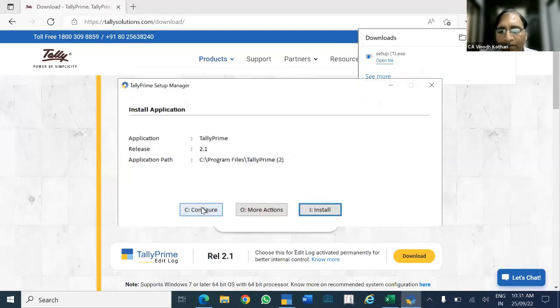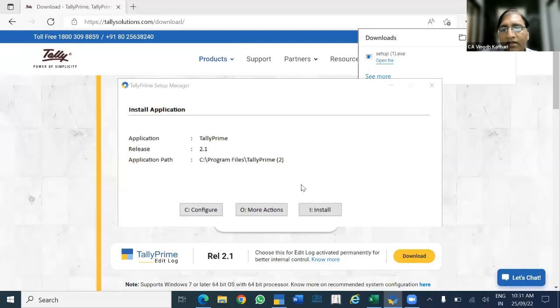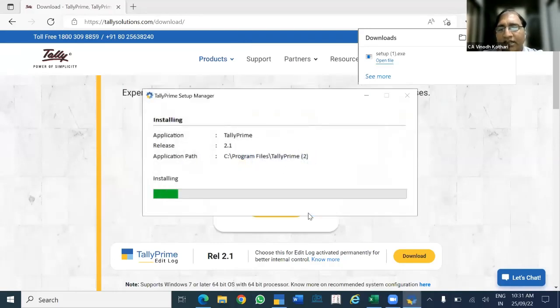Is everyone on the same page? Is anyone finding any difficulty? Fine. Now click on install. Just click on install. That's it. Your Tally is installed.